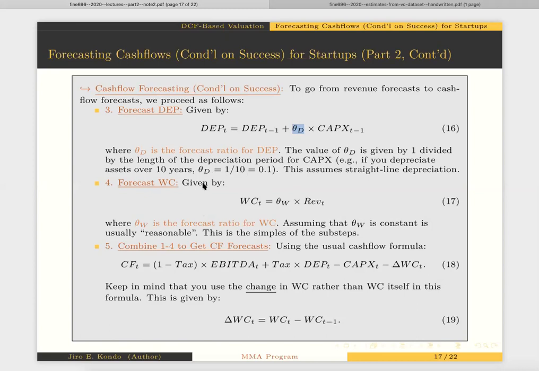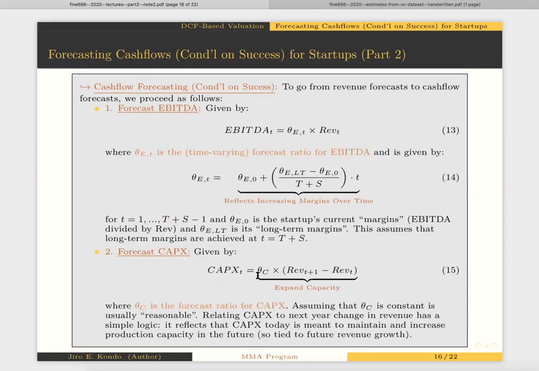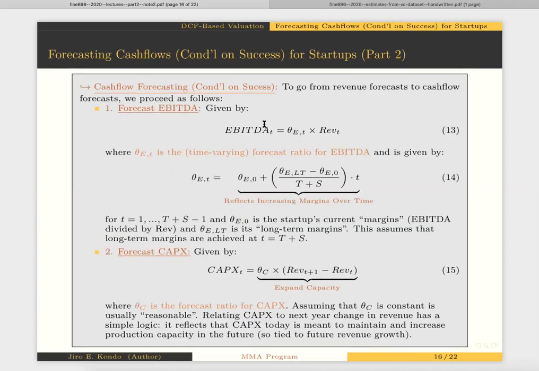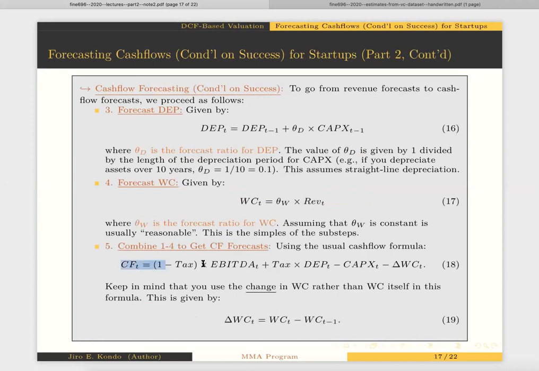The final component that we'll need for getting our cash flow forecast is working capital. We usually just assume that working capital is a set percentage of revenue. And just like we did with capital expenditures, we assume that that percentage is constant over time. Empirically, it does seem to be similar for startups as it is for more mature companies. And we usually draw that off of data for companies in a similar industry to us as well. And so given that, we can go from our revenue forecasts, again, everything is conditional on success, to estimates of working capital, depreciation, capital expenditure, and EBITDA. And given those numbers, we can then combine to get our cash flow forecasts.